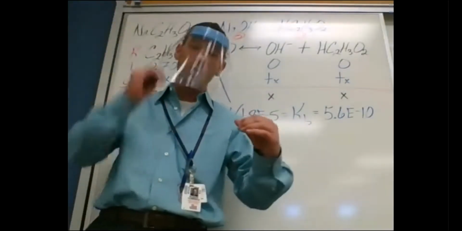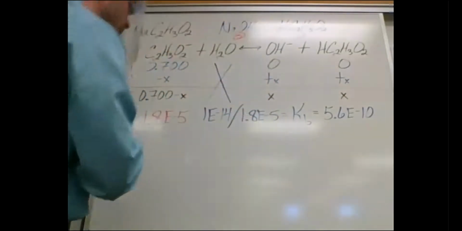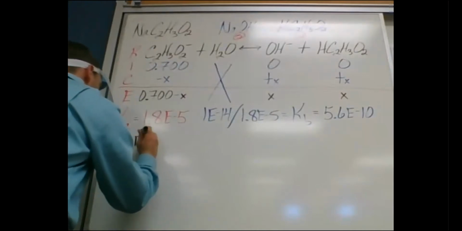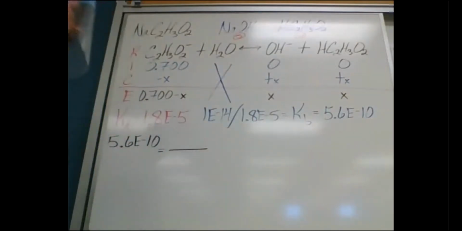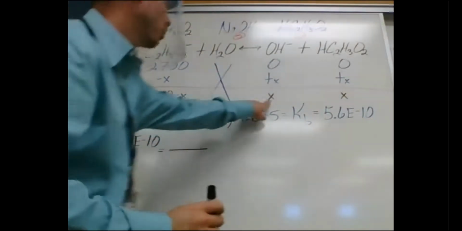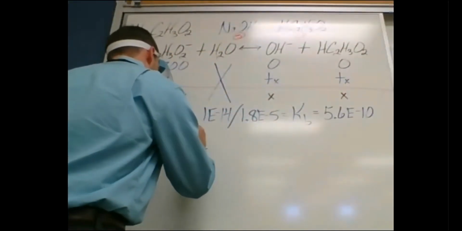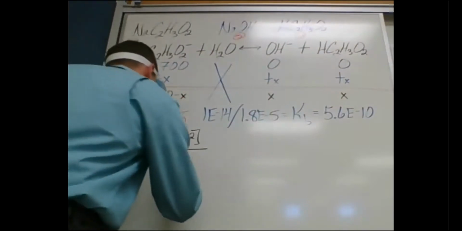Remember, it's K equals products over reactants. I know K. It's 5.6 E negative 10. So there's K equals the products, which are these two X's multiplying by each other, over the reactants, which is this expression here.